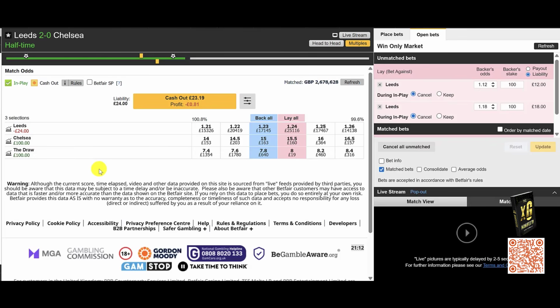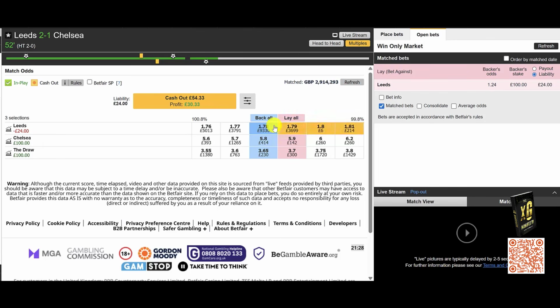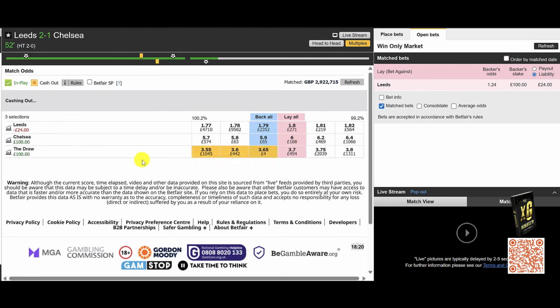Let's see what happens. Leeds 2, Chelsea 0. 52 minutes, it's Leeds 2, Chelsea 1. So as we said, you're only going to need one goal to swing the odds. And we laid Leeds here at 1.24, and their odds are already out to 1.78. So we can just lock that in as an instant return and just be done with this. That's all we're looking for.